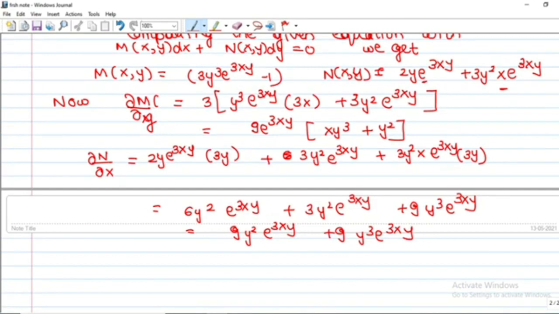And in the next, what are we going to get? 3x², 6xy². There are total 3 terms, right? Y³, here we are getting y³.